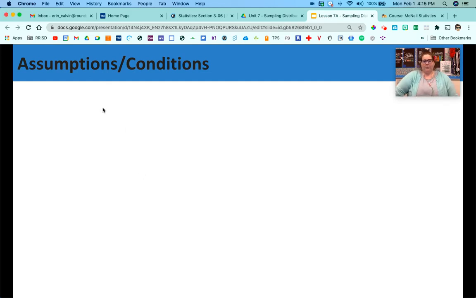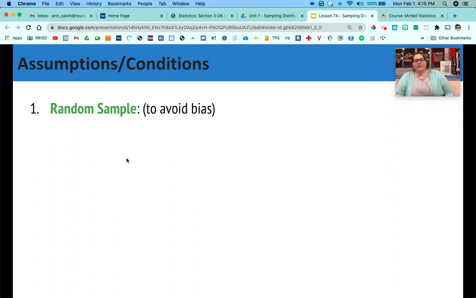So assumption number 1 is that we have a random sample. This avoids bias. I talked about that in the intro video. We need to know that we have an unbiased sample, that it accurately represents the population. Otherwise, what are we doing? We know it's going to be off. What's the point of continuing?